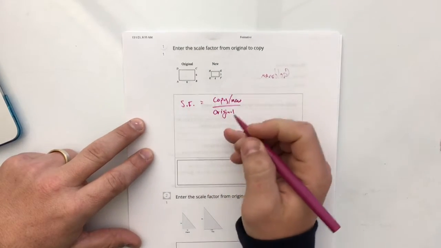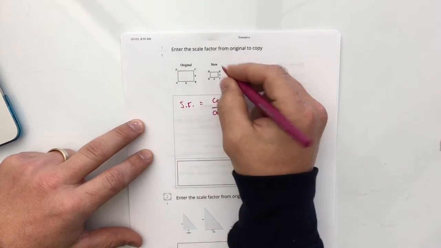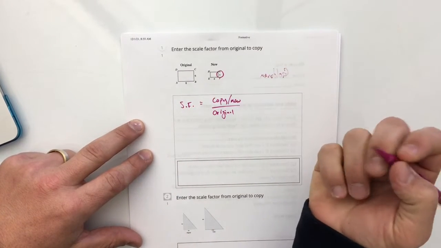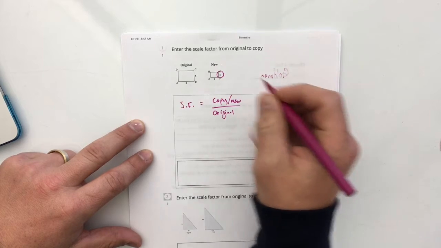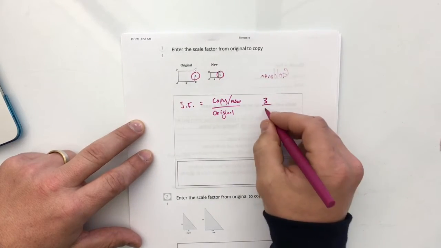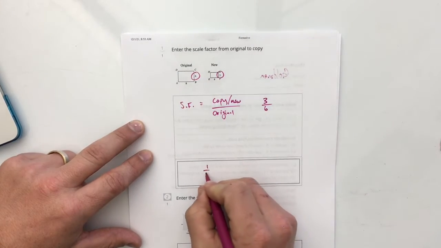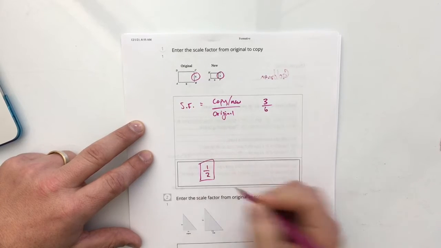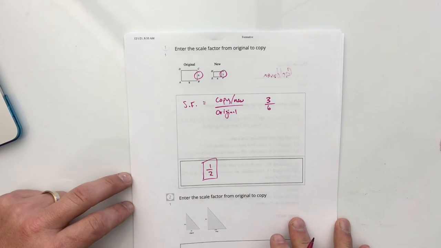All you do is take corresponding sides. So on the new, we'll take the right side. That's 3. On the original, it's 6. 3/6 is 1/2.